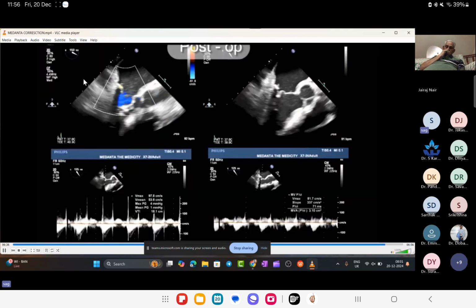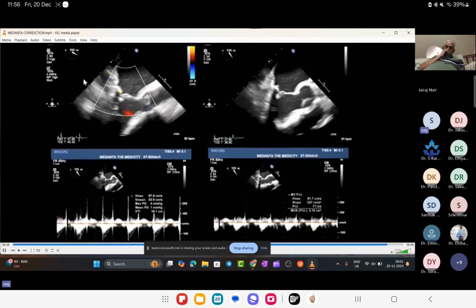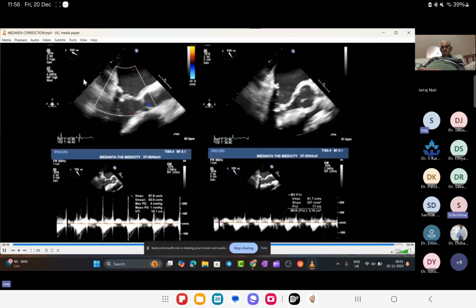And this is the final result. Look at the anterior mitral leaflet. The calcific anterior mitral leaflet is now opening fully like a normal valve with a hinge door mechanism, laminar flow, mean gradient is 1, mitral valve area is almost 3 centimeters square.